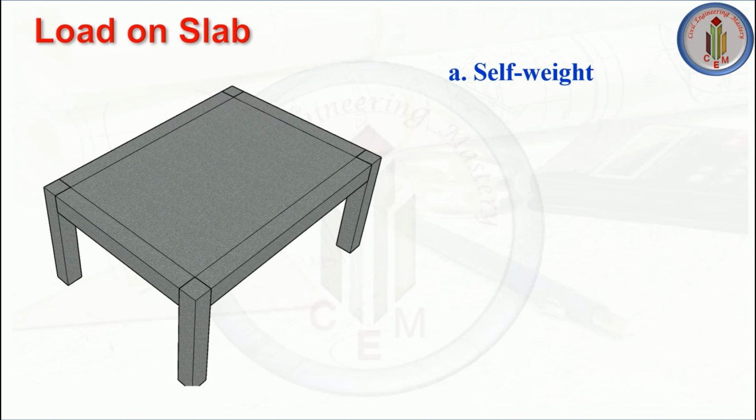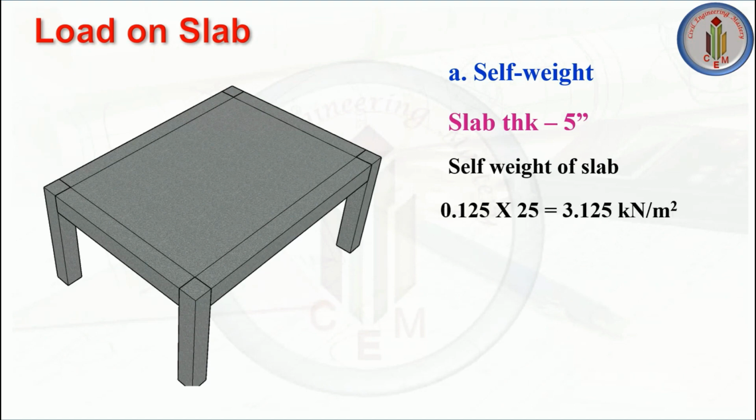Let's calculate the self-weight now. For calculating self-weight, we need to know the thickness of the slab. Here, thickness is considered as 5 inches. Always self-weight has to be calculated by thickness multiplied by the unit weight of RCC. So, 5 inches, 125 mm, multiplied by 25 kilonewton per meter cube, which is the unit weight of RCC. So, that comes around 3.125 kilonewton per meter square. This is the self-weight of the slab.